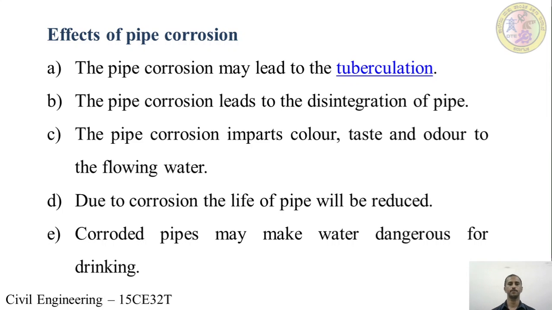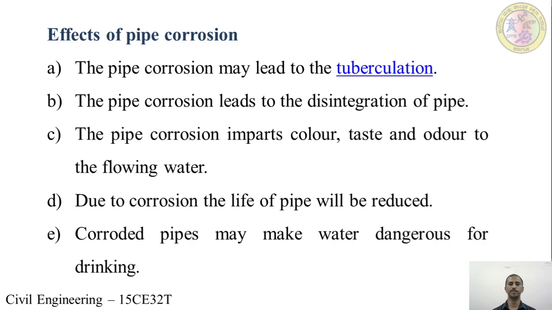Next effect is that pipe corrosion leads to the disintegration of pipe. As is seen in the image, the corrosion leads to the removal of pipe material, making it thin day by day, ultimately causing leakage of water and the loss of pipe material. Next effect is the pipe corrosion imparts color, taste and odor to the flowing water, which makes the water unfit to drink.